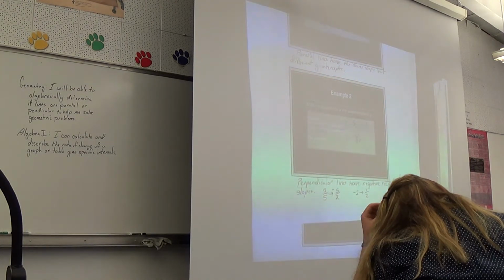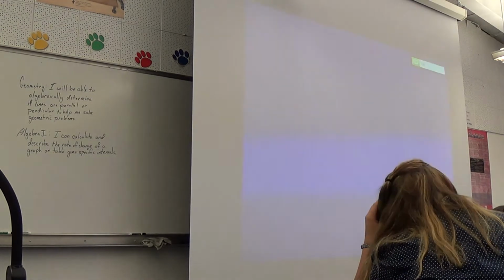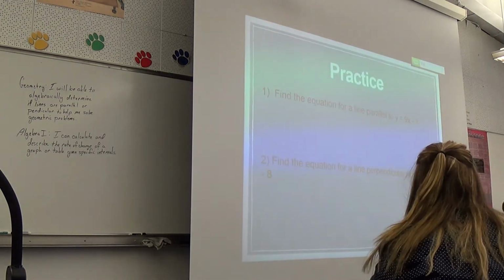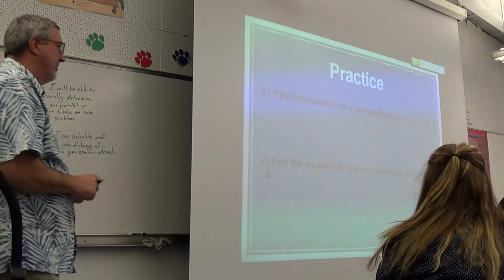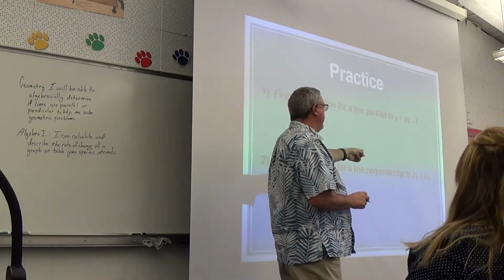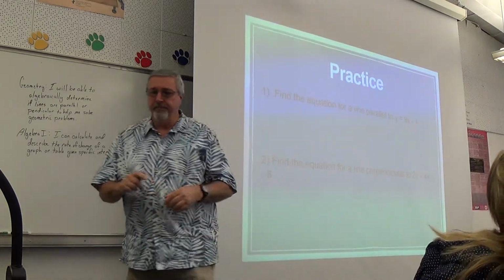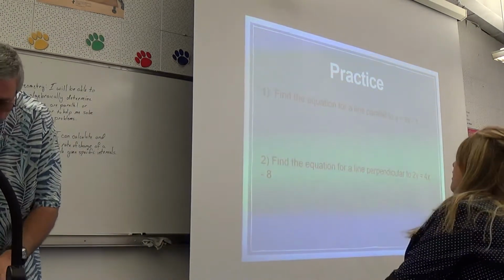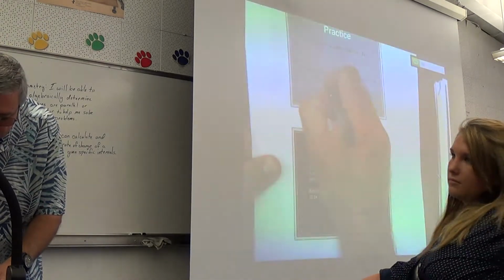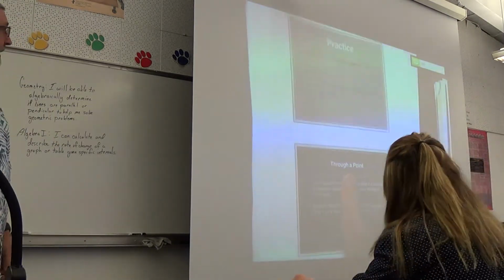All right. We're not going to worry about the top one. We did that one already. Let's look at the second one. It says find the equation for a line perpendicular to the line 2y equals 4x minus 8. Let's change the way that looks. 2y equals 4x minus 8. We're just going to put it all on the same line. Okay?